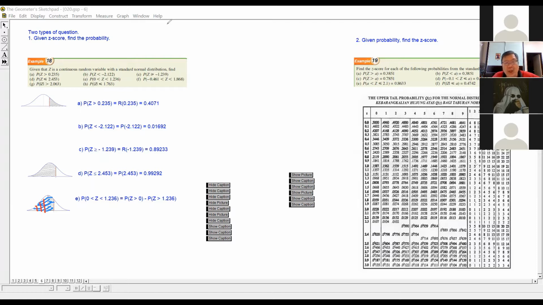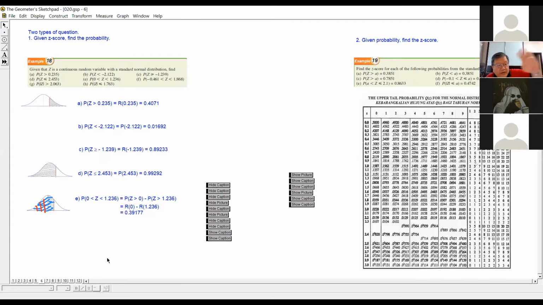Question E, use the first method and use the second method. Teacher, what's the answer? 0.39177? 0.39177, correct, right? You use which method? You try the second method and see.